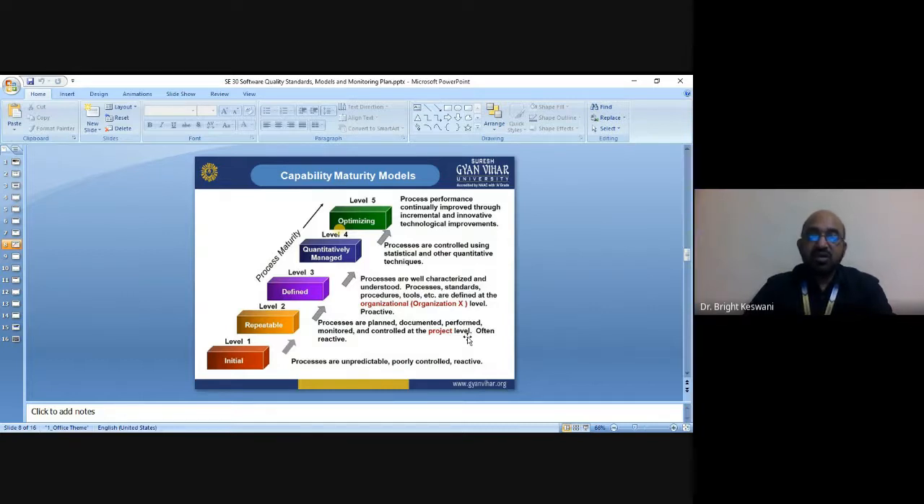Let us discuss all the levels one by one. We will start from the initial level, that is level 1. The process capability is unpredictable as the process continuously changes. Organizations at this level benefit most by improving project management and change control. In the repeatable process, project management is well developed. Policies for managing a software project are established at this level, that is the second level.